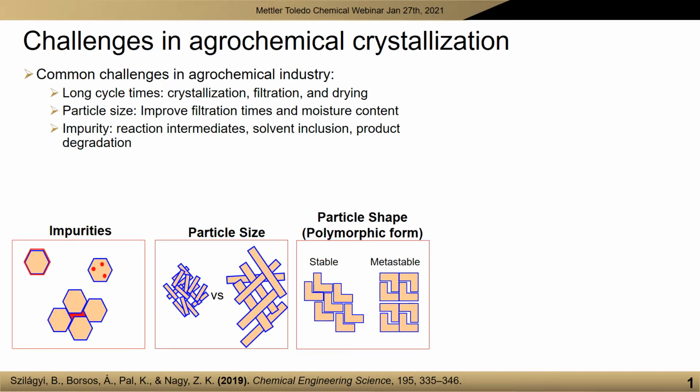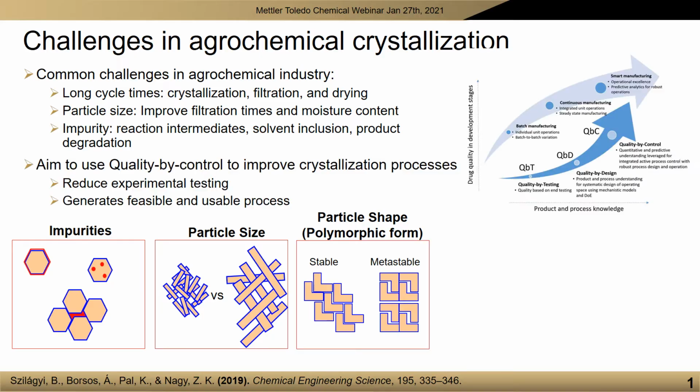Crystallization is a common method of purification and particle design step in the agrochemical industry. One of the major challenges experienced is long cycle times in crystallization, filtration, and drying. Long filtration times are directly impacted by poor control of particle size and shape. Poor impurity rejection and solvent inclusion are also problems that occur during a crystallization process, which can lead to an increase in drying cycle time or even cause the product to be off specification.